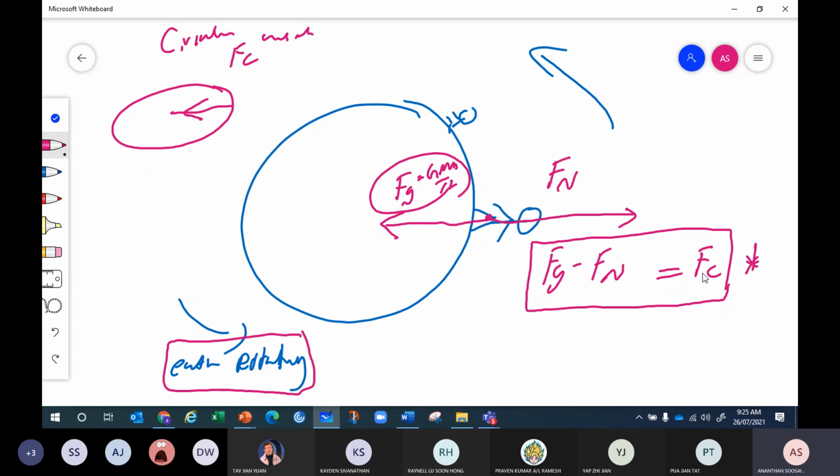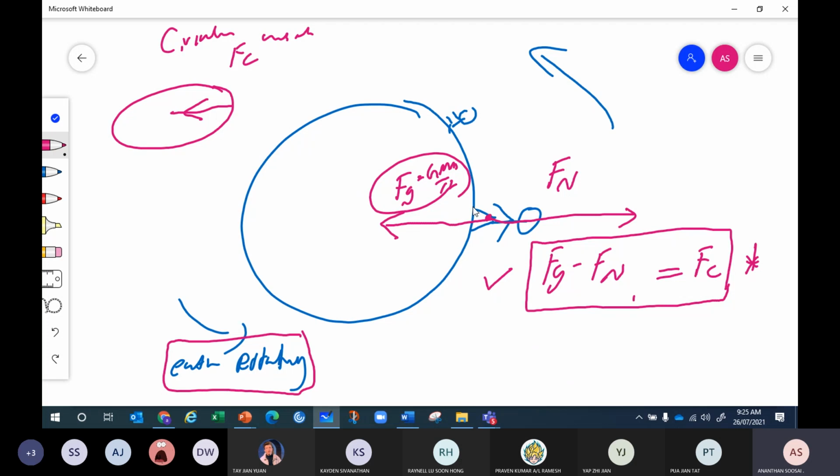What am I trying to do now? Why am I showing all this? I want to show how rotation affects gravity. I believe all of you understand this equation: Fg minus Fn equals Fc. Does anyone not understand this equation? If you understand circular motion, you should come up with this formula. Whatever force is acting towards the center minus whatever force is opposing is Fc.